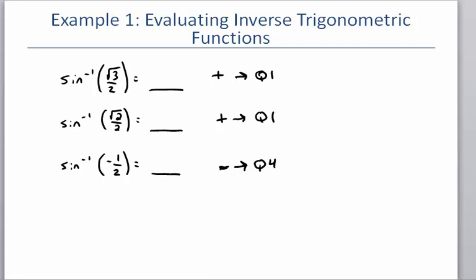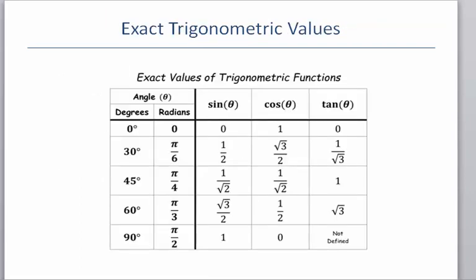Okay, so let's find that angle. So I'm going to flip back to my chart for a second. For the first one, I'm looking for the angle where sine is equal to square root of 3 over 2. I see that here. The angle is pi over 3.